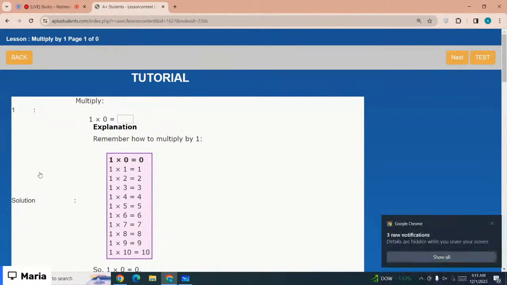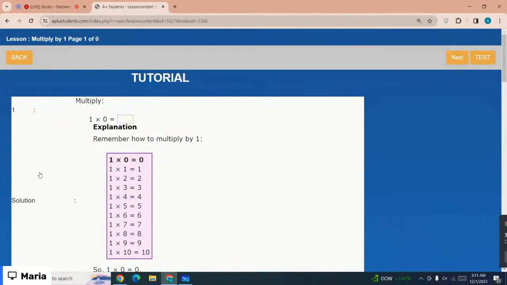1 times 9, that is 9. 1 times 10, that is 10, right? So any number you multiply with 1, the number remains the same, right?